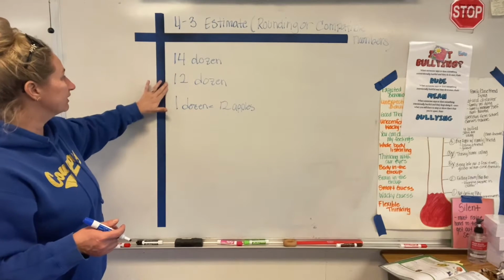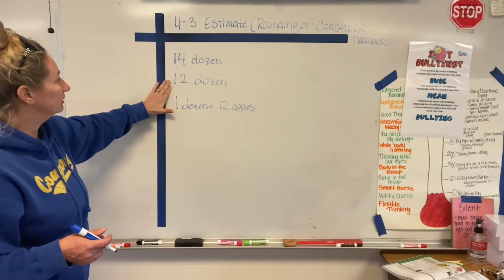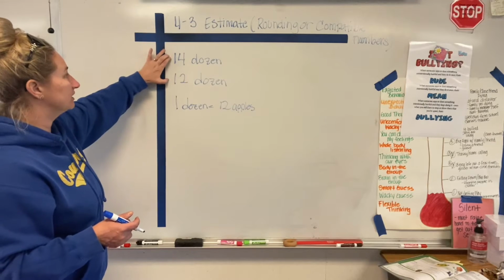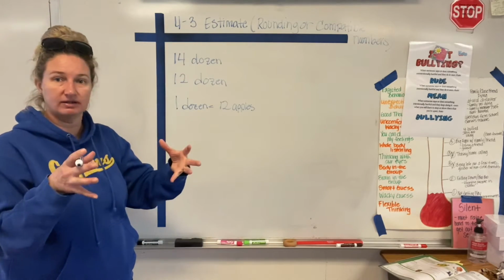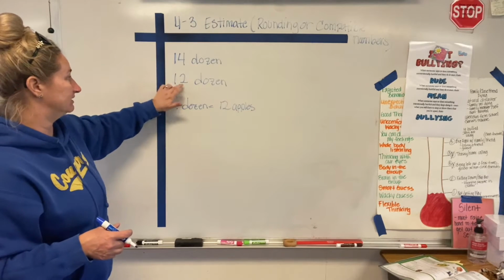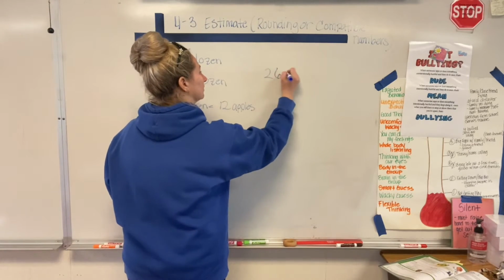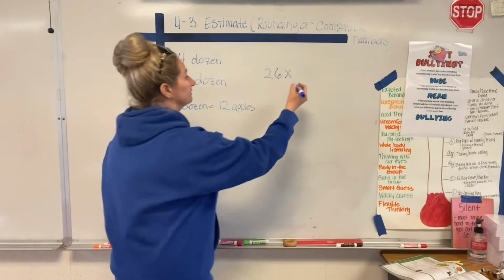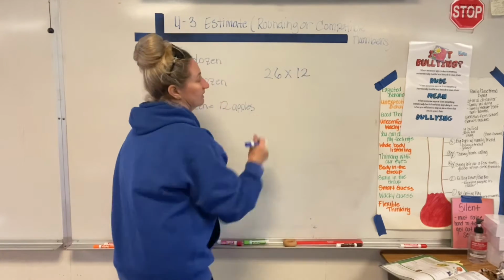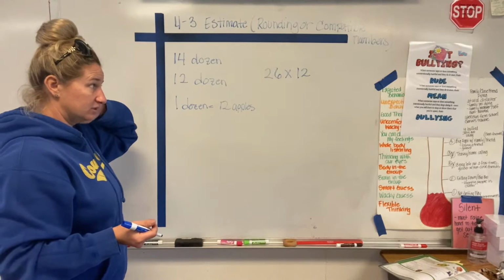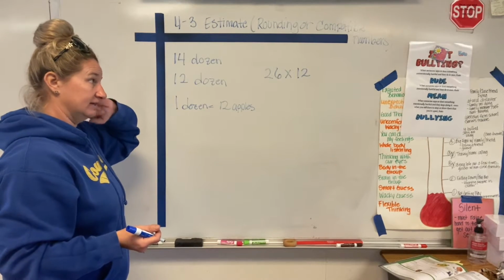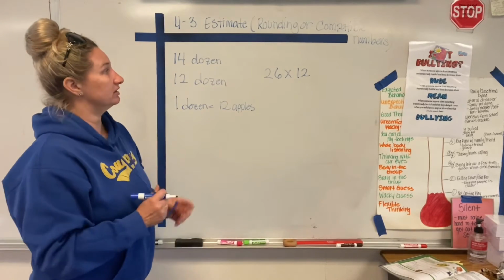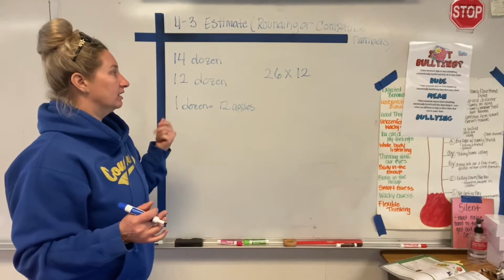So first, we have to turn this into a multiplication problem with all this information, okay? So we're going to add these two together to find out how many dozens altogether. So 14 and 12 is 26. Okay, and then we have to multiply it by 12 because each one of those dozens has 12 apples. So we have to multiply the 26 dozen by 12. All right, so there's our multiplication problem, and they don't want to know the exact answer. They just want to know about how many. So we can round or we can use compatible numbers. So let's start with rounding.